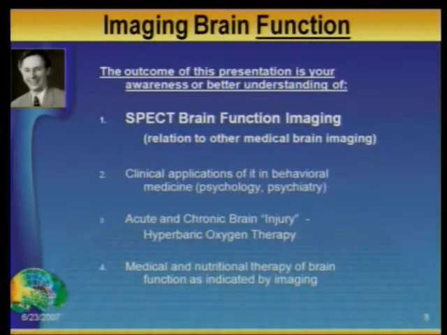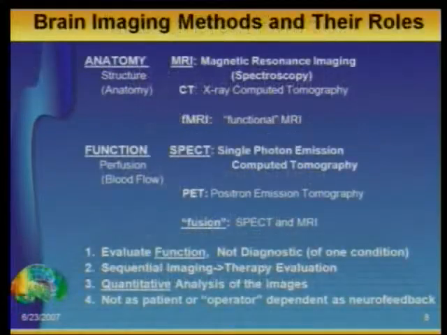So we're going to talk primarily about SPECT brain function imaging and its relationship to other medical imaging, and then I'm going to show you some cases today about this. Just as a simple review, we're not going through all the details. For looking at the anatomy of your brain, we're going to use MRI or CAT scanning. If we want to see how your brain is functioning, we're going to use SPECT imaging or PET imaging. Just another reminder: when we're looking at function, we're looking at the cause of the abnormal function. We're not just trying to make one diagnosis.